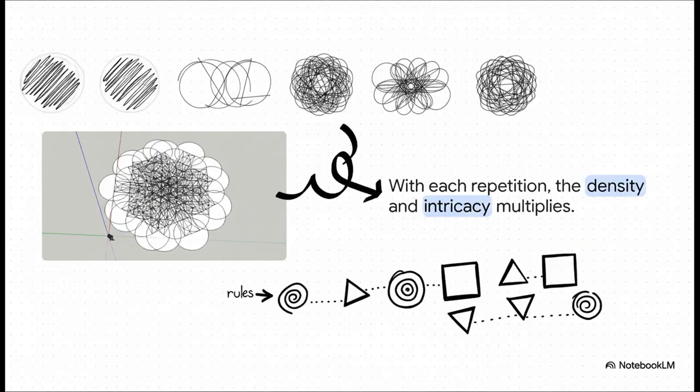Layer after layer, the design gets denser and denser, filling all that empty space with this incredible interlocking web of lines. And what's so wild is that none of this is random. Not a single line. Every single one is perfectly placed, and it's all thanks to those super simple rules we set up in that very first sketch.